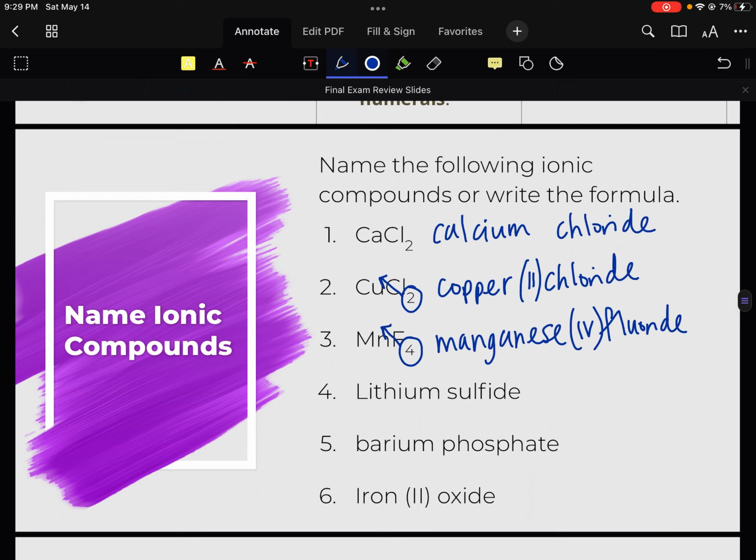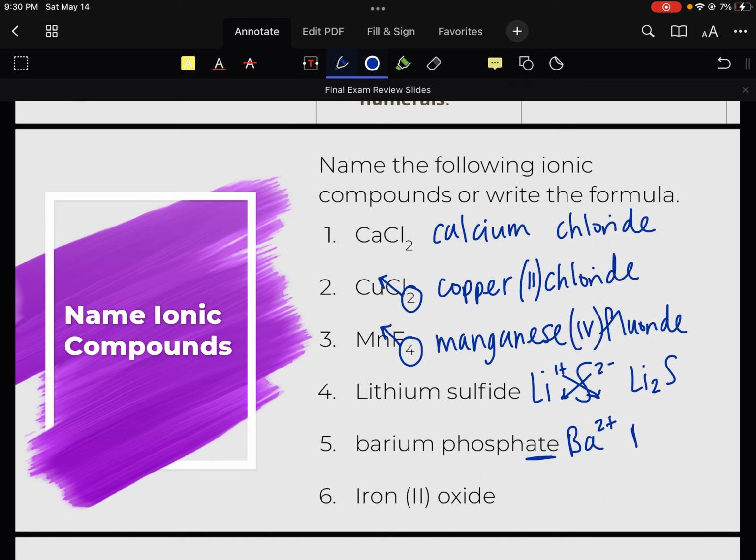Okay, so now we're just writing the formula. So Li, it has a 1+ charge. Sulfide is sulfur. It has a 2- charge. So when we crisscross, we end up with Li2S. For barium, it's a 2+ charge.